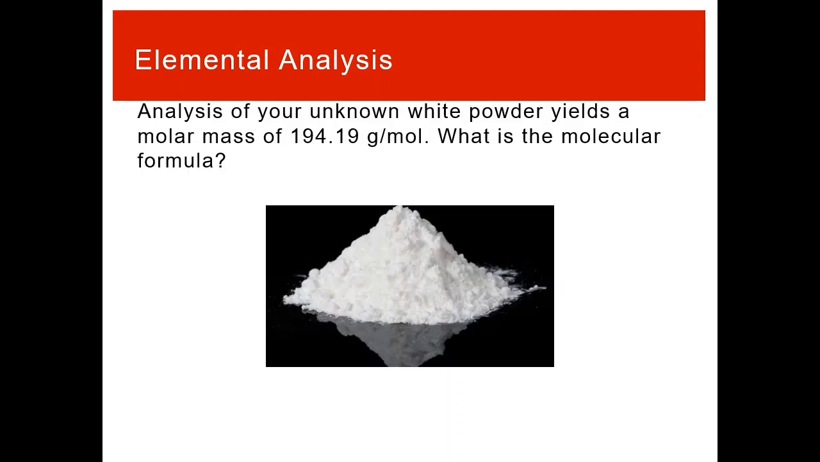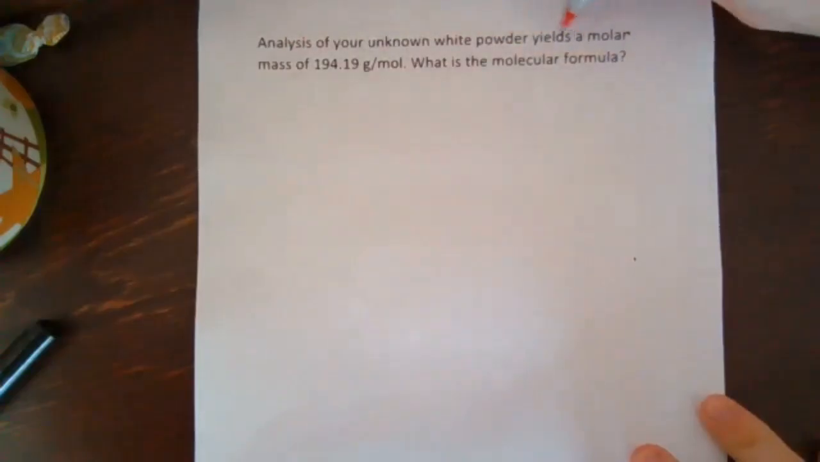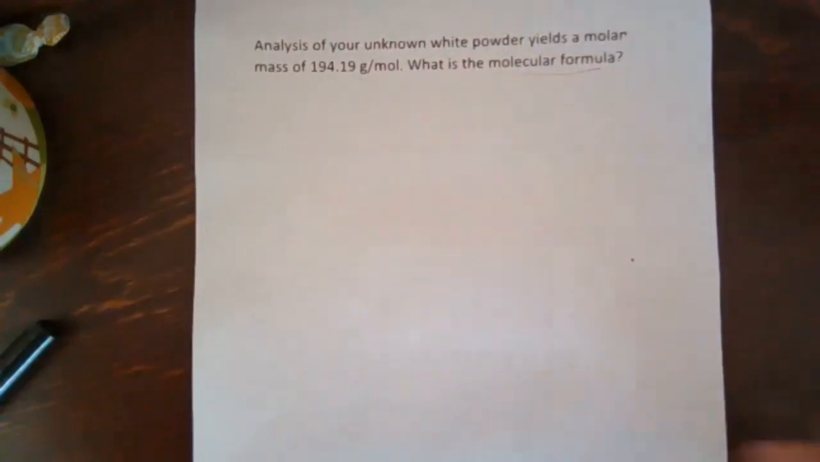We're going to keep on analyzing our same white powder that we've looked at previously. We did some experiments on it and we found the molar mass was 194.19 grams per mole. From that, I want to know what is the molecular formula of this unknown compound. Okay, analysis of the unknown powder gives us a molar mass. We want to know the molecular formula.